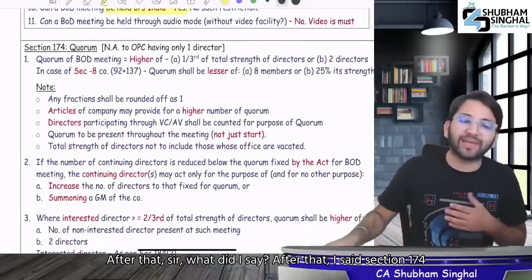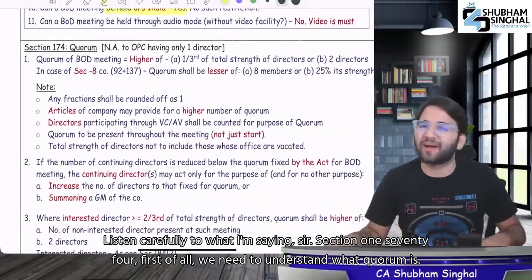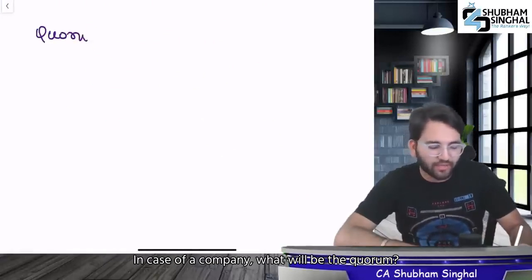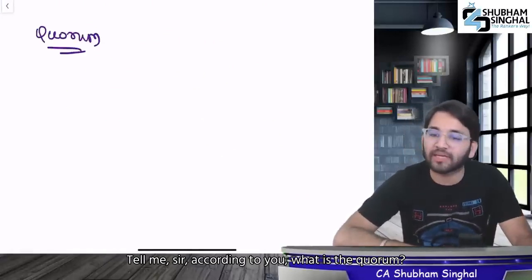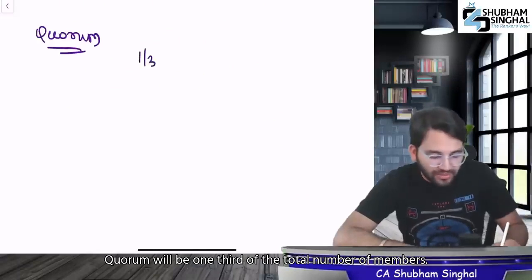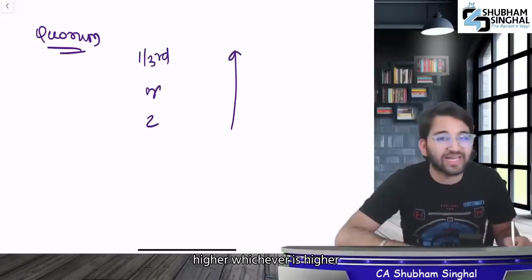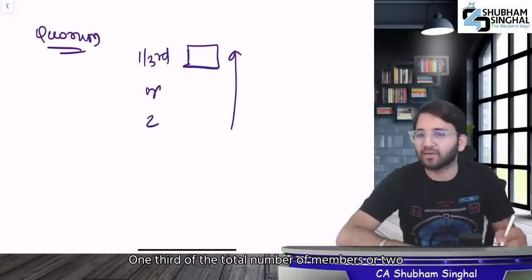After that, what did I say? After that, I said section 174. Listen carefully. Section 174: first, we need to understand what quorum is. In case of a company, what will be the quorum? Quorum is 1/3 of the total number of members or 2 members, whichever is higher. 1/3 of the total number of members or 2, whichever is higher.